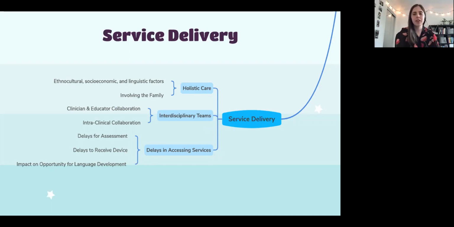For interdisciplinary care, it was noted that there's not only a need for collaboration between clinicians, but also between the clinical team and the educational team at schools. As for delays in accessing services, it was noted, as I'm sure all of you know, that a shortage of providers means that there are often long waits to be assessed for AAC and delays in receiving this device, which serves as a barrier not only to communication in the interim, but also long-term as children lack access to communication during those really critical ages for language development.